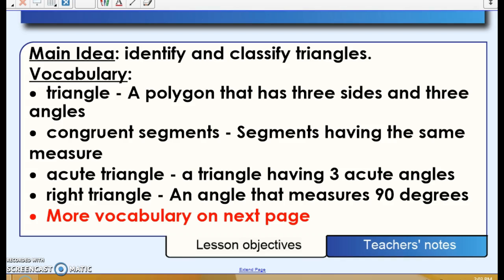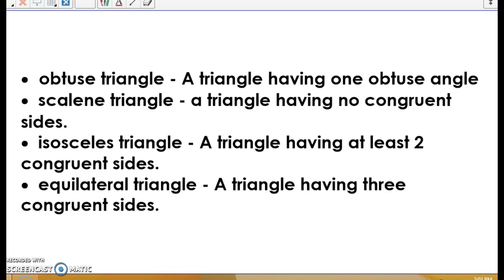A right triangle means at least one of the measurements has to be 90 degrees. An obtuse triangle means at least one of the angles has to be more than 90 degrees.